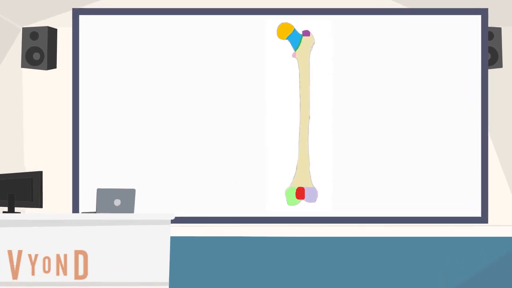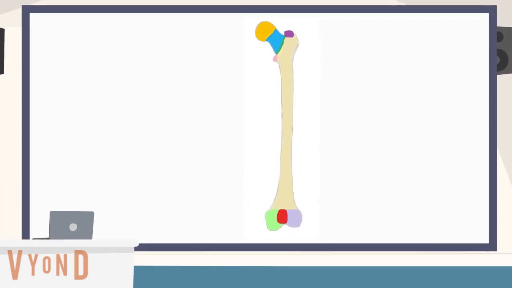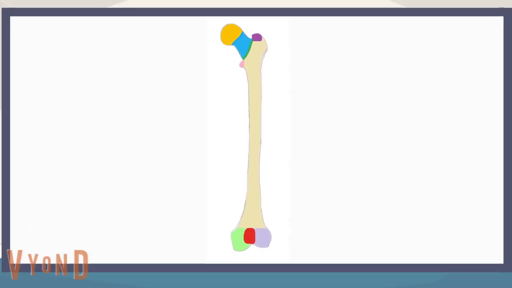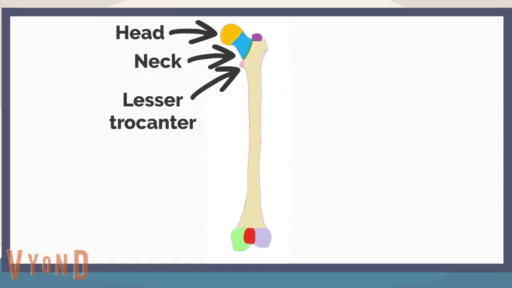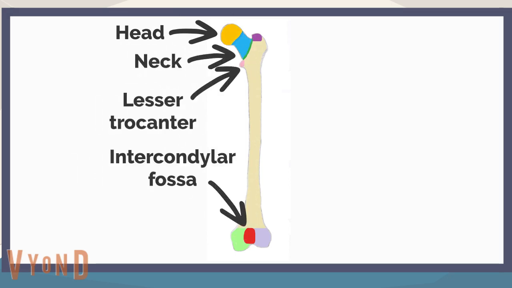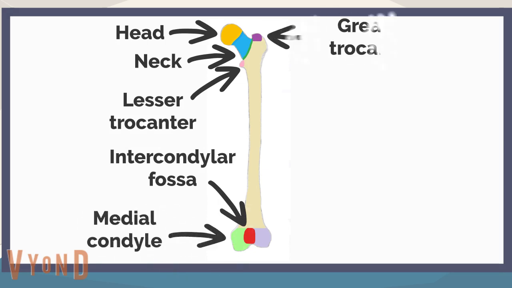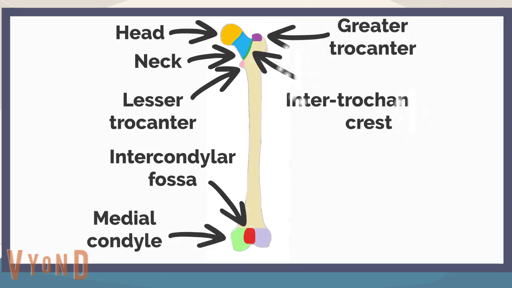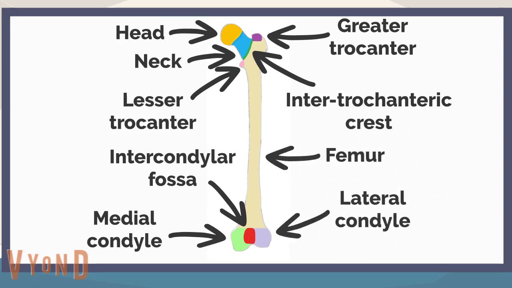Let's take a closer look at the femoral region, otherwise known as the upper leg. Here is the head of the femur, neck of the femur, lesser trochanter, intercondylar fossa, medial condyle, greater trochanter, intertrochanteric crest, femur, and lateral condyle.